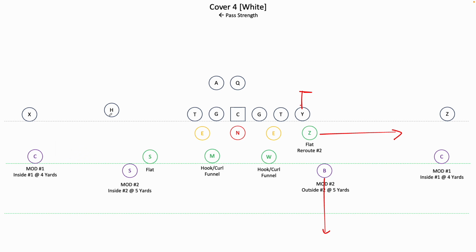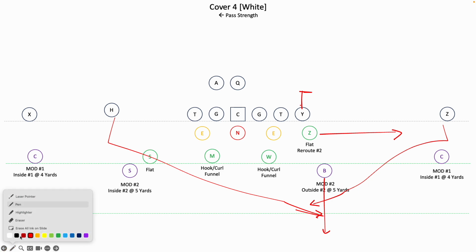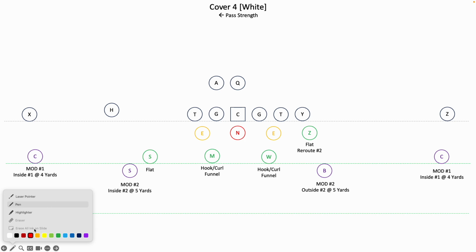So hypothetically, it could come from somewhere out here, right? Or it could come clear over here. You're just gonna wait for someone to enter into your zone, and then you're gonna match that route. Okay. I'll just go over one more that I just remembered. We'll just do it on the left side here. So you're modding number two, inside number two at 5 yards. Remember, we still have that landmark.